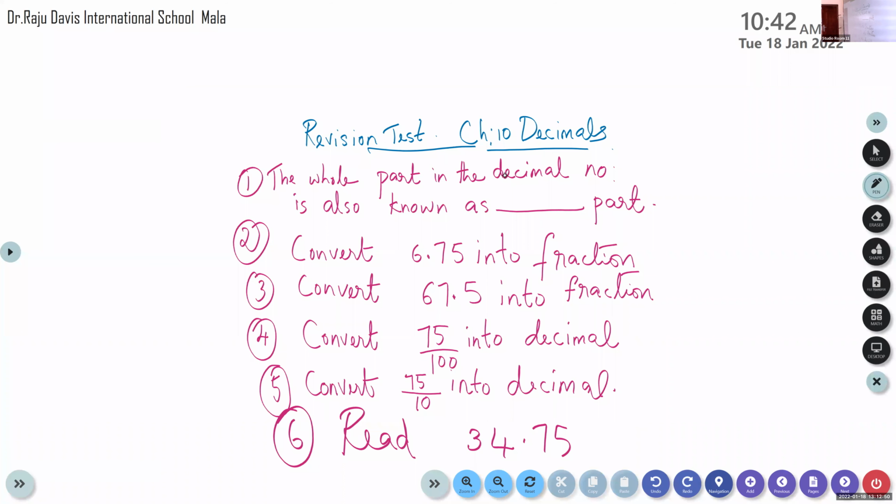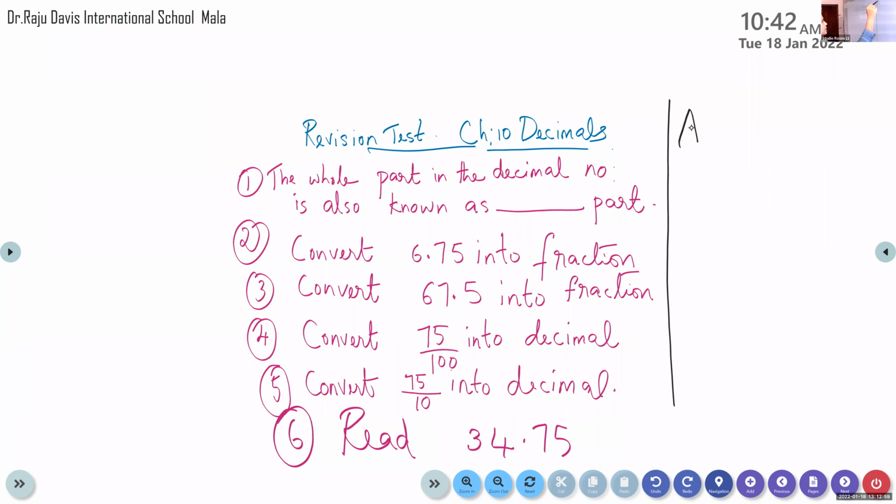The whole part in the decimal number is also known as... We will write the answers here. You can please check your answer, and all the questions are 1 mark, and this is out of 6. You can count how many correct answers you have.